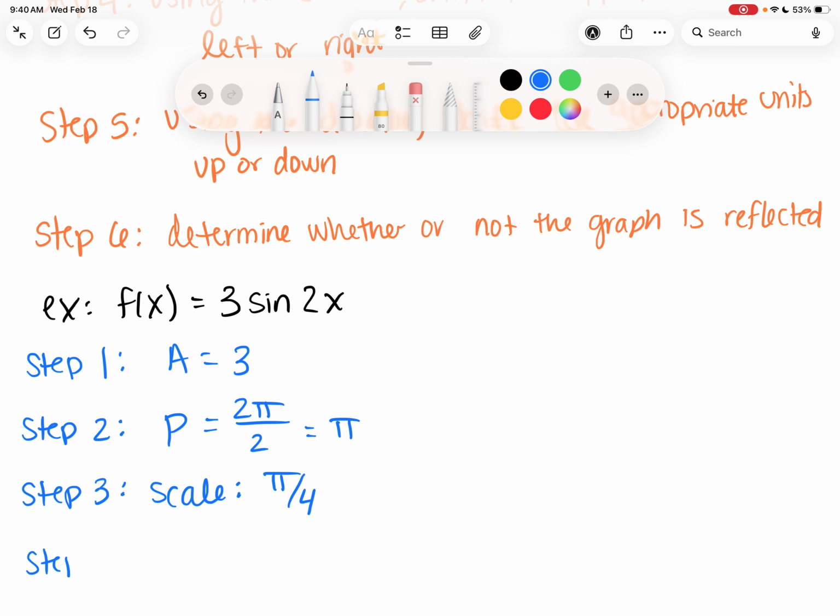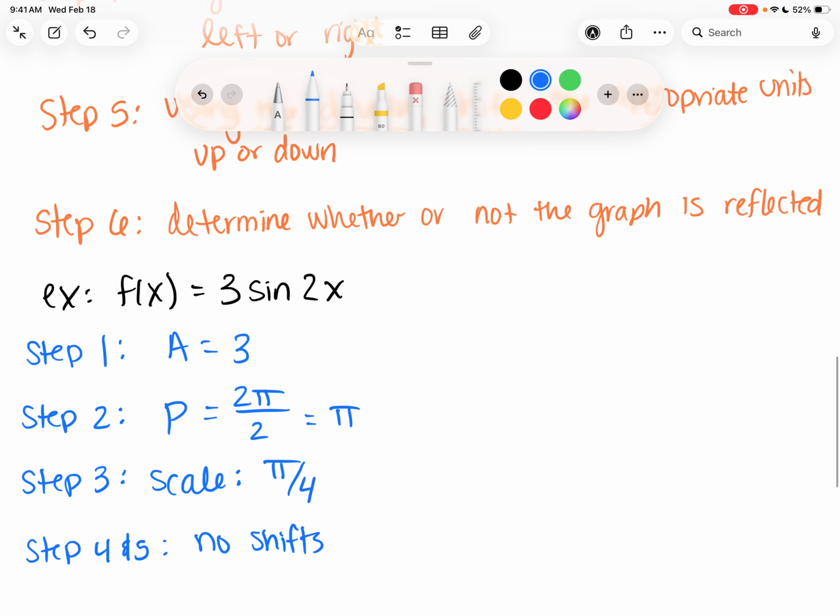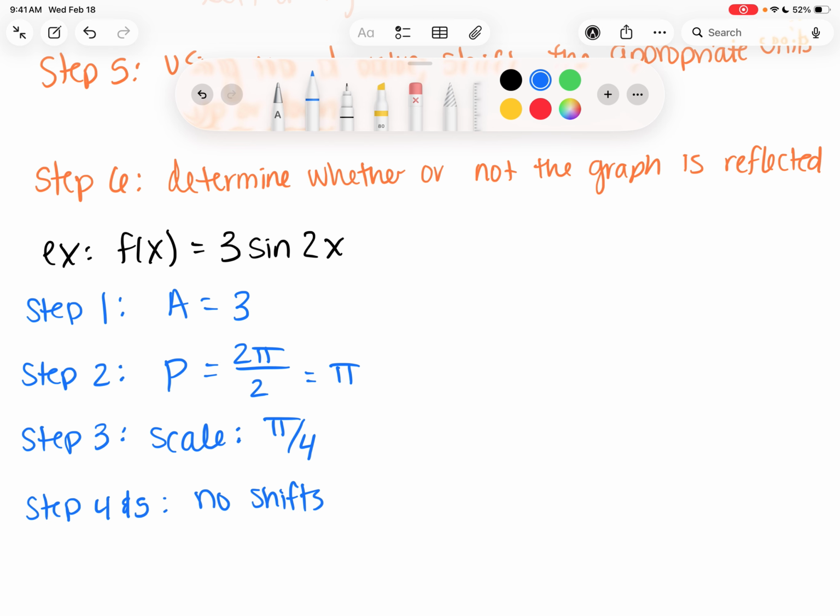And then steps 4 and 5. Is there anything being added or subtracted over here? No. So there are no shifts. Usually if I see that there is something, I'll write out step 4 and step 5 individually, but since there was nothing, I just wrote it all as one. And then step 6, is it reflected? No. Nope, not reflected.